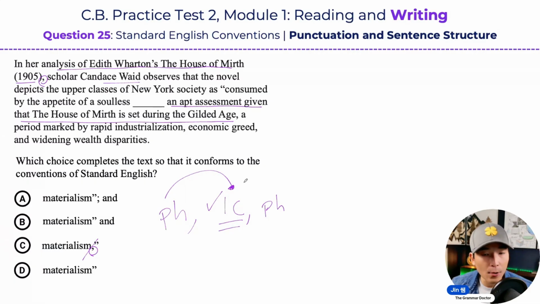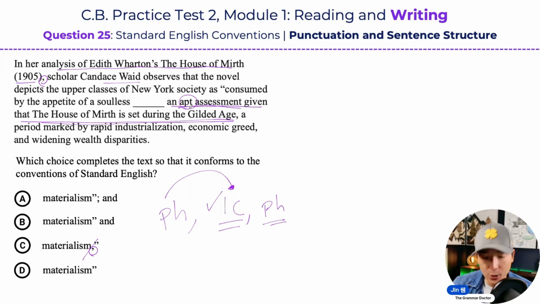How is this observation? Like, what is the quality of this observation? Is it good or is it bad, right? The answer to that question is going to be answered by this phrase: an apt assessment, given that the House of Mirth is set during the Gilded Age. An apt assessment is basically an appropriate assessment, right?